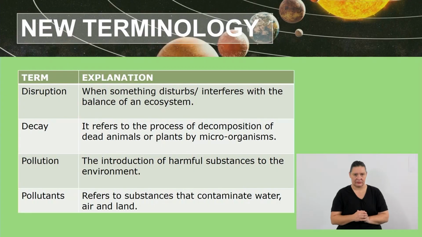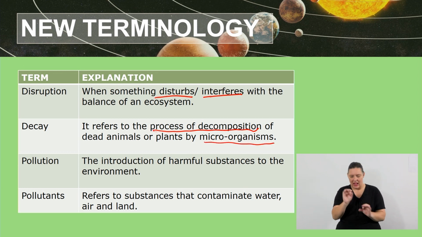So we are going to go and look at them and explain what each of them means. Right, so the first word that we come across is disruption. The term disruption is when something disturbs or interferes with the balance of an ecosystem. The second term is decay. It refers to the process of decomposition of dead animals or plants by microorganisms. So this is the breaking down of dead plants or animals by decomposers.